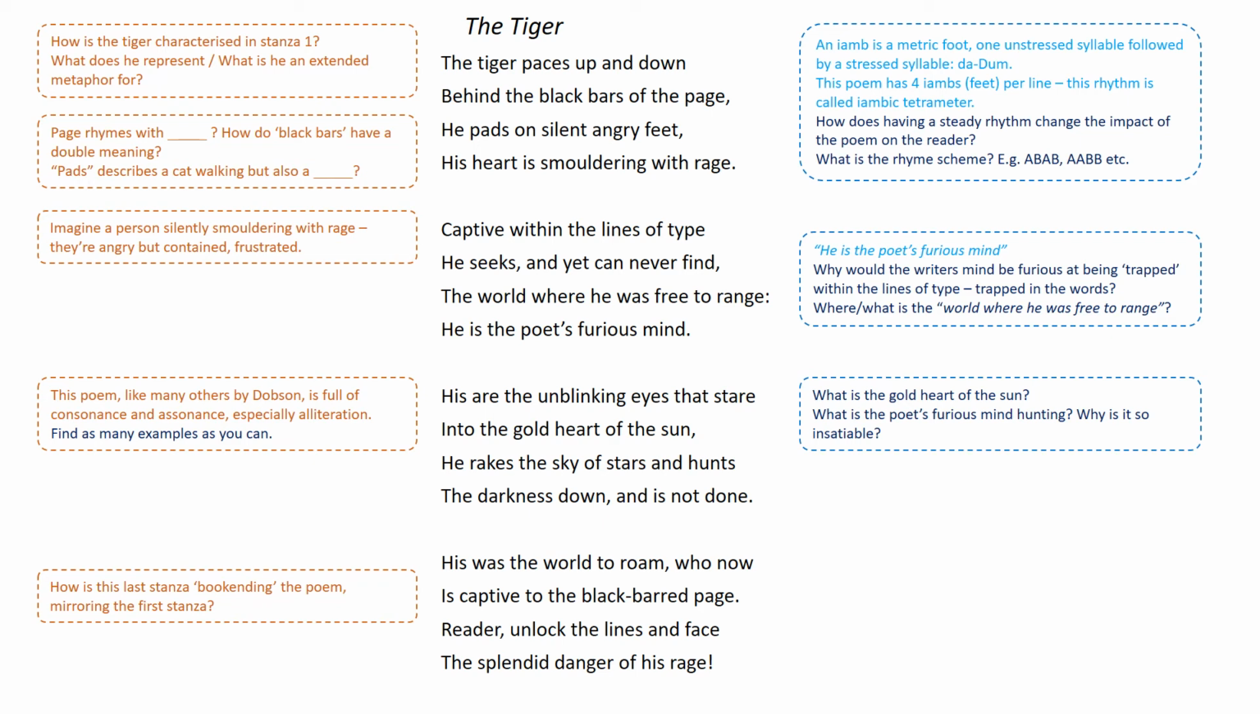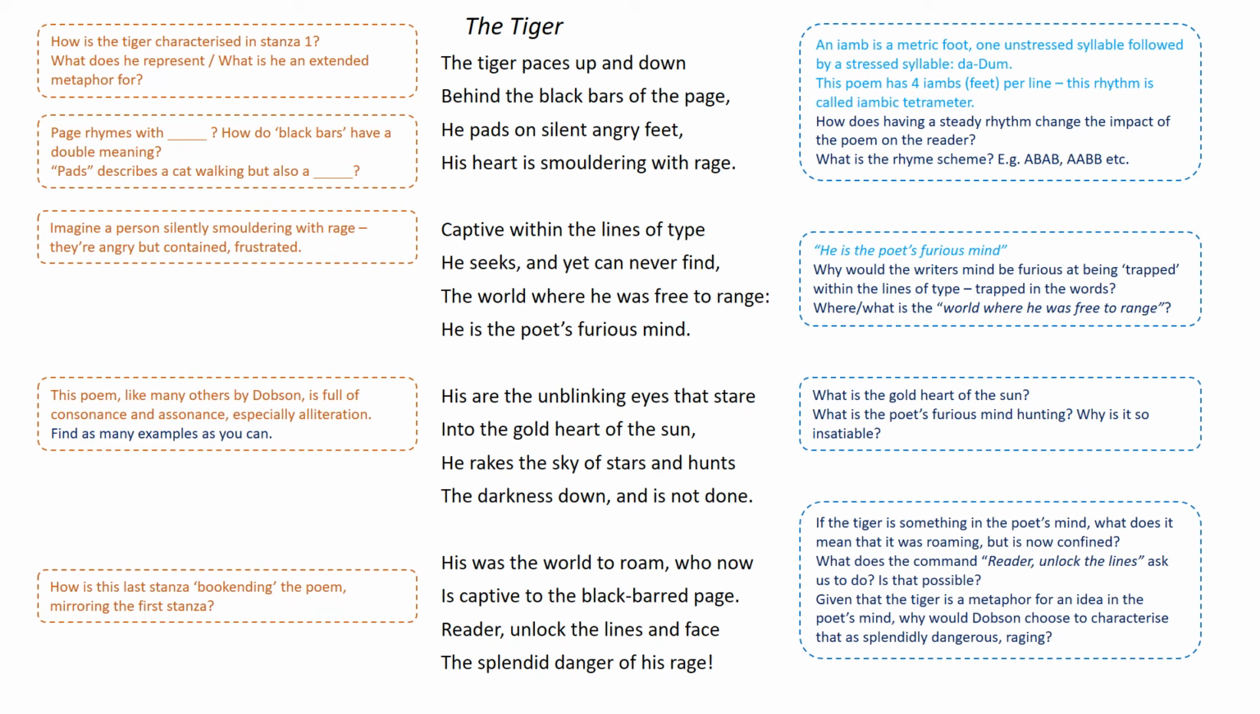So, summing up with this stanza. His was the world to roam, who now is captive to the black-barred page. If something to do with the poet's mind is now captive to the black-barred page, the black bars being the lines of writing, what does it mean that the thought is now captive to the black-barred page, or it's furiously pacing behind the words that it's trapped in? So, what does this command, reader, unlock the lines, ask us to do? And is it possible? Can we really unlock the lines?